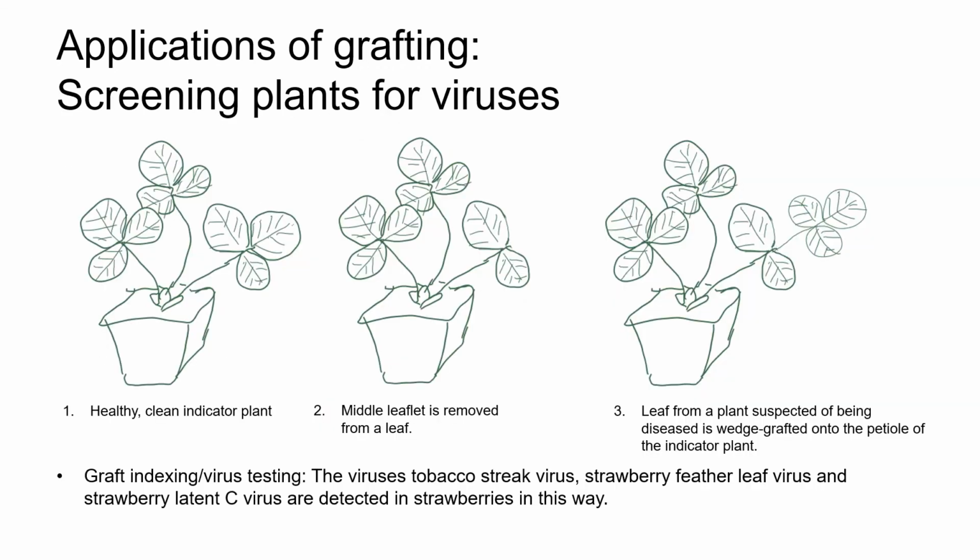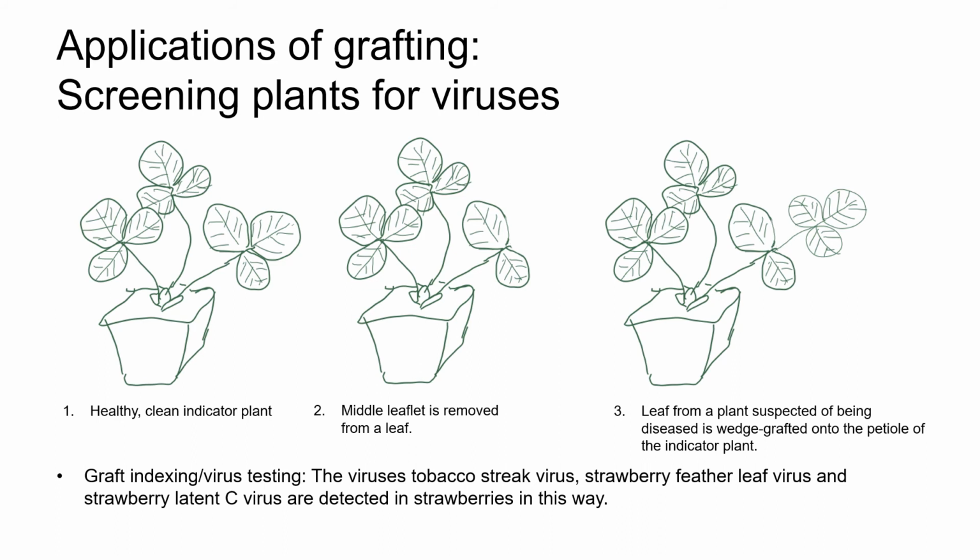The uses of grafting aren't confined to the propagation of fruit trees and ornamental plants. This isn't a propagation technique, but grafting techniques are also used in the virus indexing of some plants, including strawberries. The viruses tobacco streak virus, strawberry featherleaf virus, and strawberry latent C virus are detected in strawberries using this method. The way graft indexing works is that plant pathologists use an indicator plant, which is known to be susceptible to the virus that's being tested for.